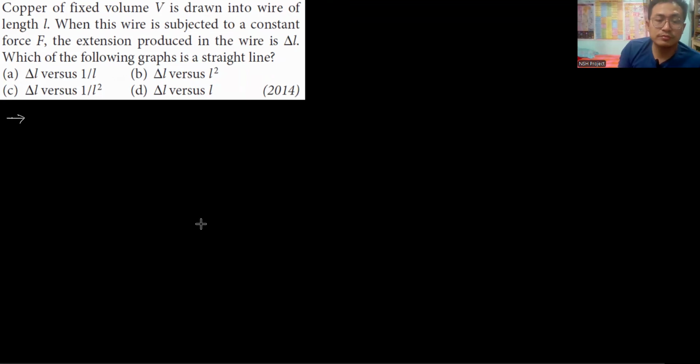Copper of fixed volume is drawn into wires of length L. When this wire is subjected to a constant force F, the extension produced in the wire is delta L. Which of the following graphs is a straight line?